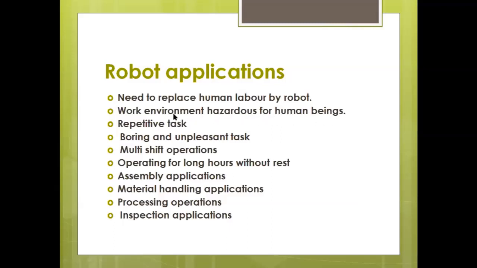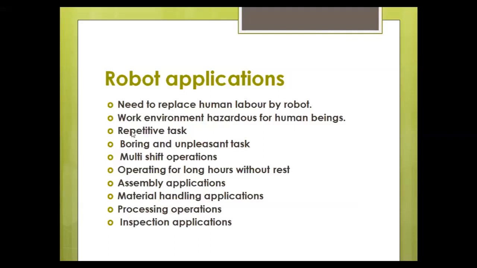Whenever the work environment is hazardous to human beings, in those cases we are using a robot to perform the task. Third application is whenever there is repetitive work. In those cases we use a robot to perform the work. That is pick and place application in the industry. That is repetitive work, and opening and closing of the door. That is repetitive work, right? In those cases by using a robot.